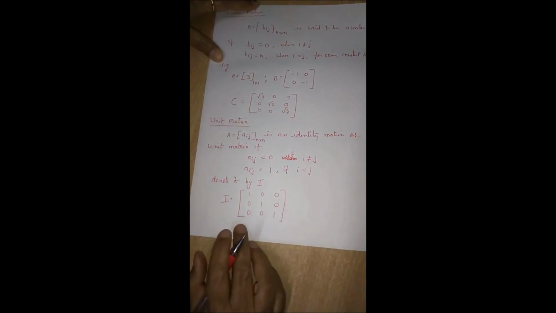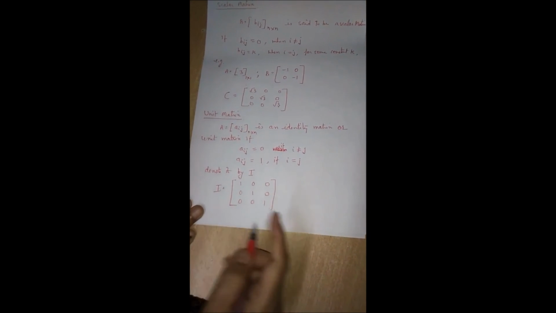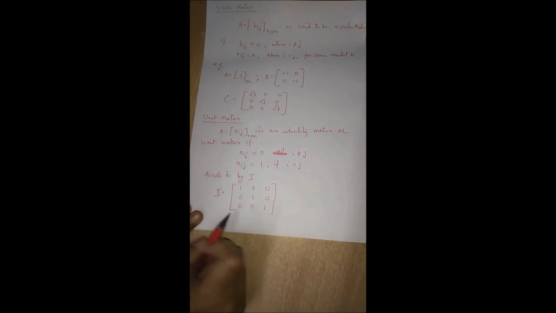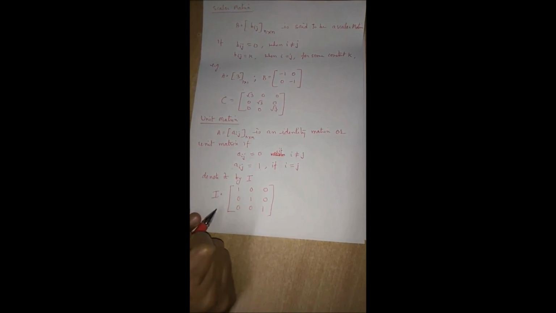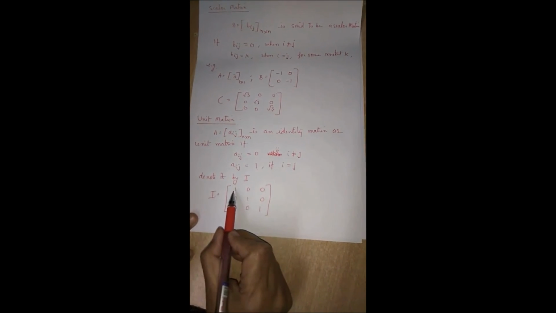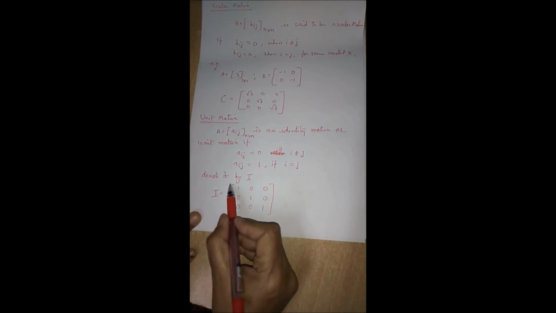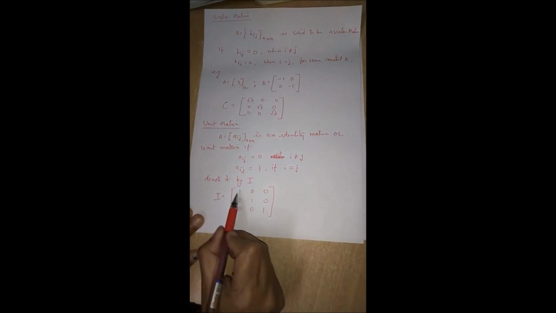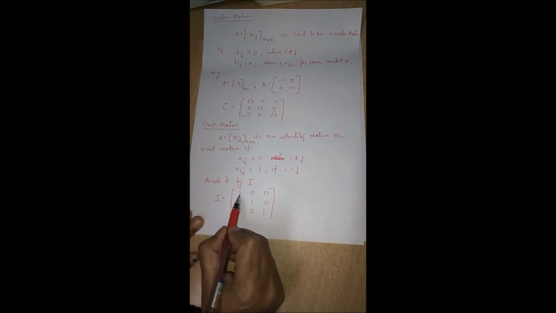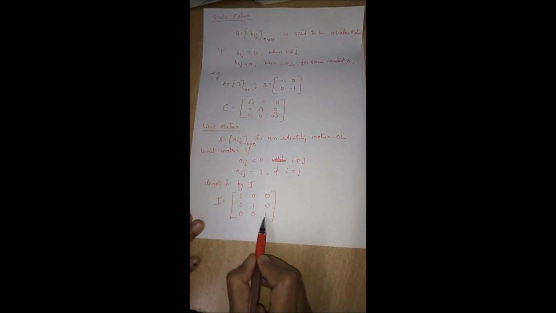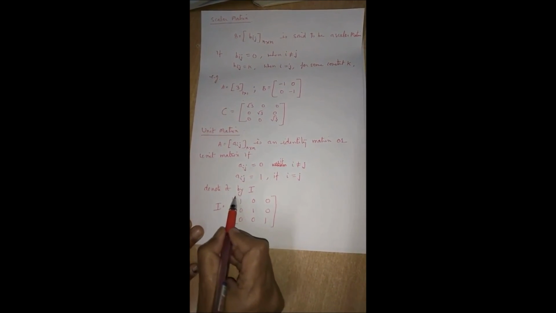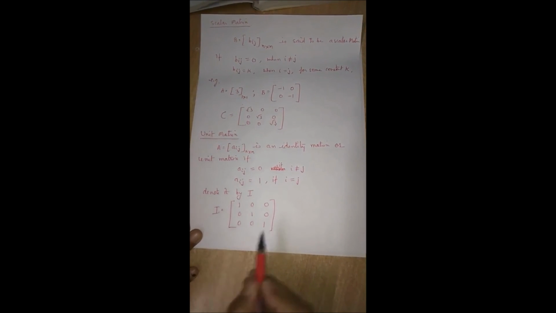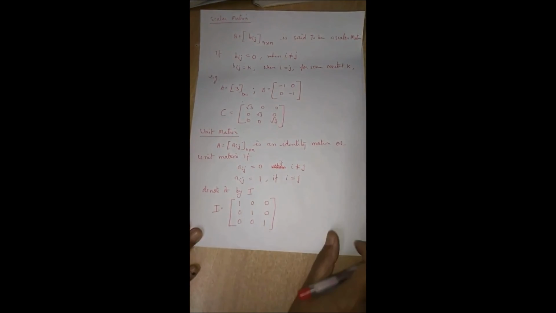That means this unit matrix is also a square matrix as well as a diagonal matrix in which all the elements present in the diagonal position, that is A11, A22, A33, are all 1. Then it is called a unit matrix.